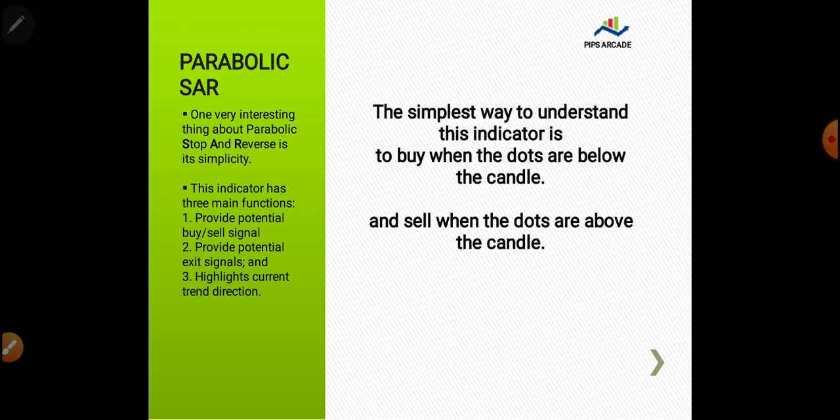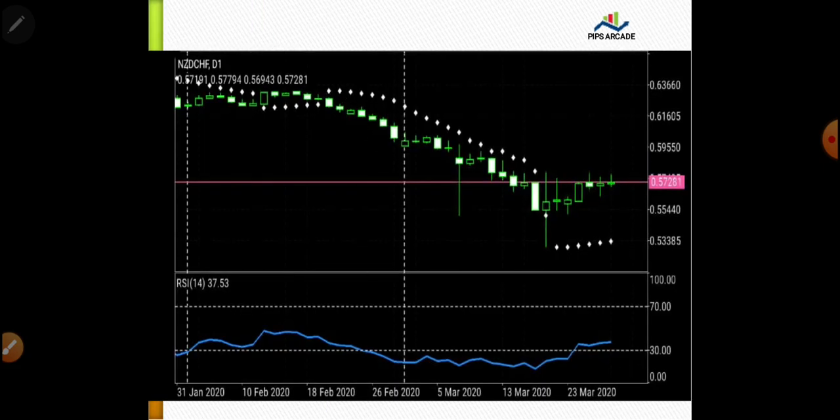Now the parabolic SAR. The simplest way to understand this parabolic SAR is to buy when the dots are below the candle and sell when the dots are above the candle. One very interesting thing about parabolic SAR, which is stop and reverse, is its simplicity. This indicator has 3 main functions: provide potential buy sell signal, provide potential exit signal, and highlight current trend direction. And this is what we are talking about, the white dots. When it's above the candle, it's telling you to sell. When it's appearing below the candle, it's telling you to buy.